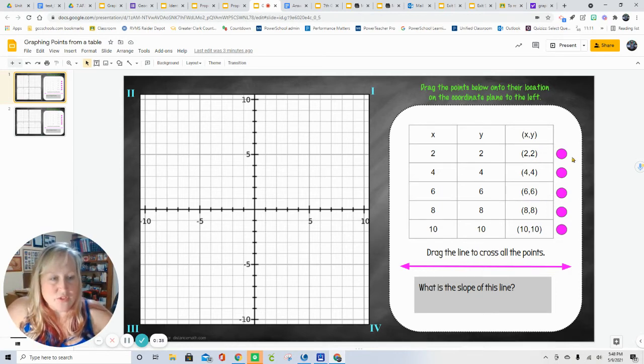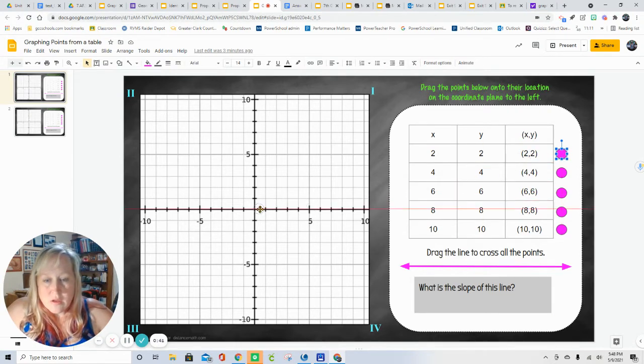So what you're going to have to do is drag these. So I'm dragging this point to the point 2, 2. So 2, 2 would be right here. The next one, I'm traveling along my x coordinate to 4 and along my y coordinate to 4. So see how they match right there?